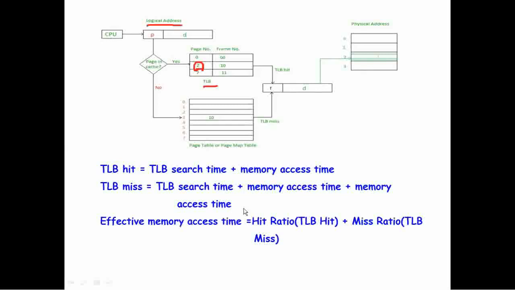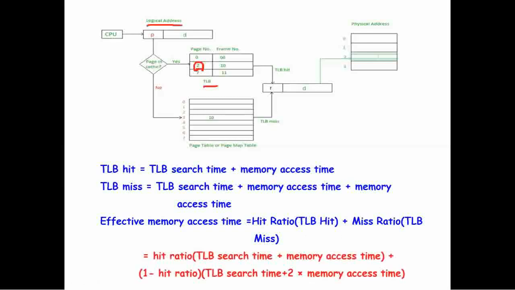Effective memory access time is equal to hit ratio into TLB hit plus miss ratio into TLB miss. We have already found what is TLB hit. So now if we expand this, we get effective memory access time is equal to hit ratio into TLB hit, which is TLB search time plus memory access time, and miss ratio into TLB miss, which is TLB search time plus memory access time plus memory access time. So this is simplified as 2 into memory access time. So using this formula, let us see few problems.